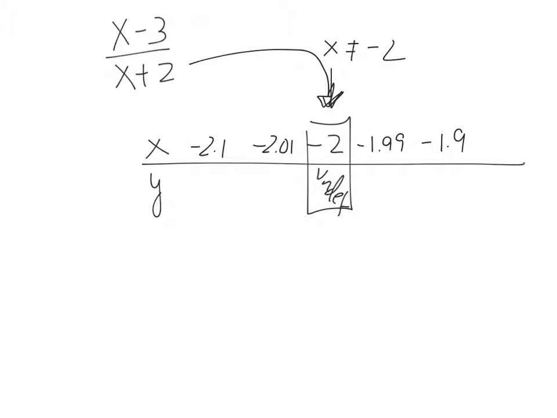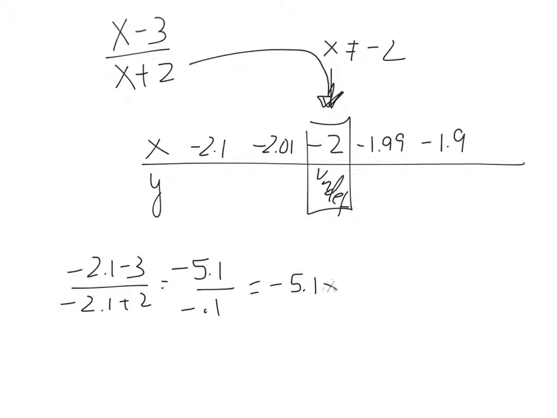Now, when I plug those numbers in, you're going to get a very quick picture of where this function is going as you get close to that asymptote. So we're going to take negative 2.1 and plug it in. Negative 2.1 minus 3 over negative 2.1 plus 2. That gives us on the top negative 5.1, and on the bottom negative 0.1. What does it mean to divide by 0.1? What's an easier way to divide by 0.1? It means negative 5.1 times negative 10. That's the same thing. That comes out to be positive 51.